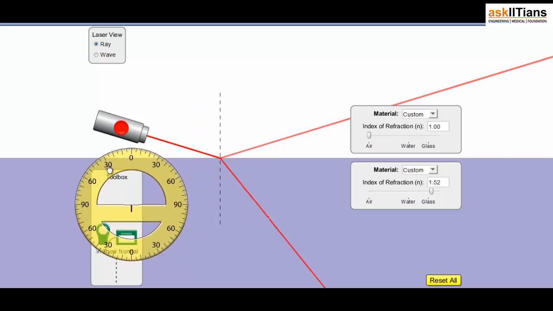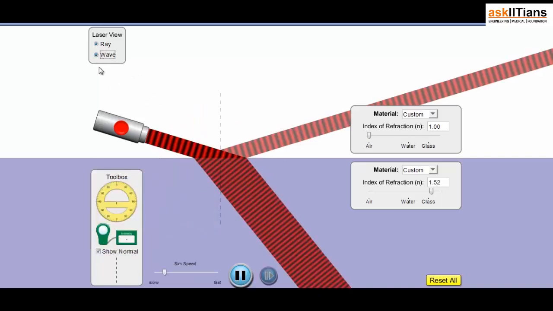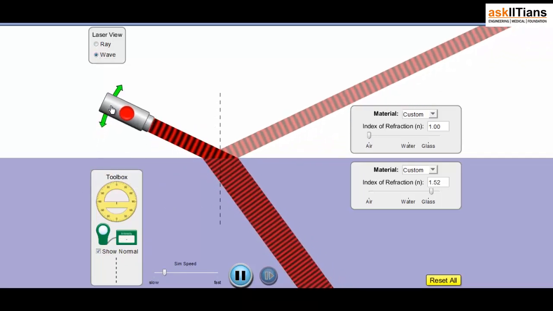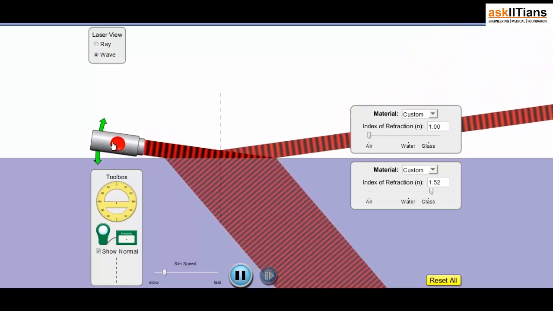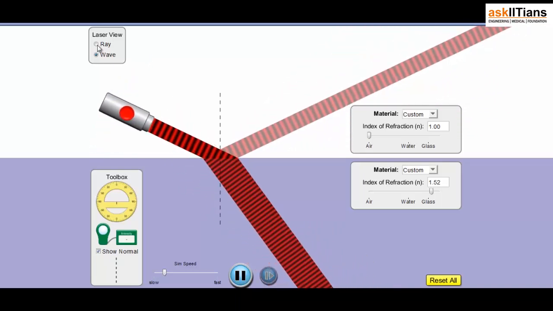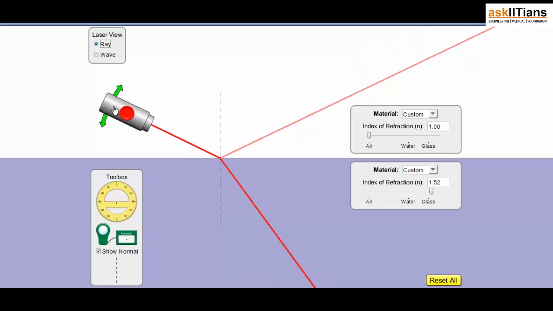So again, one other cool thing which I can show you is that I can represent light as a wave. We have discussed in the introduction part what light is. So here I can show you light as a wave as well, and light as a ray. For geometrical purposes, I use light as a ray.